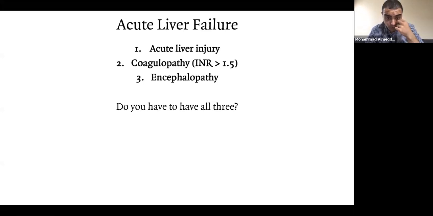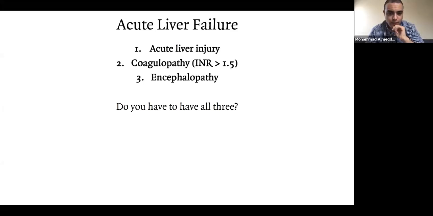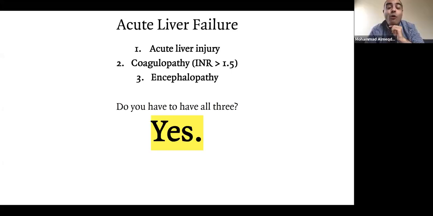Okay, do you have to have all of them to say acute liver failure? No, I know you have to have 2 out of 3. You have to have encephalopathy. Otherwise, it's not. So the answer is yes. You have to have all of them. Acute liver failure is a pretty intense diagnosis.